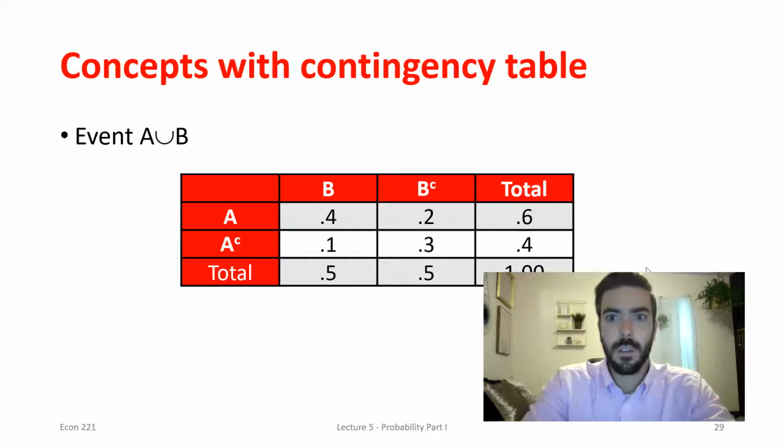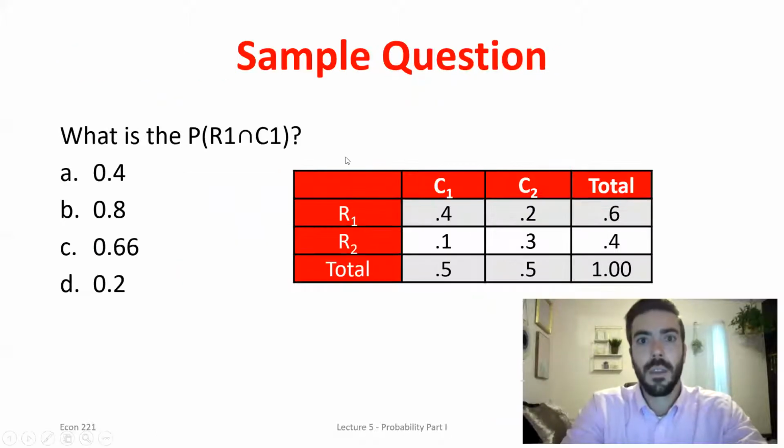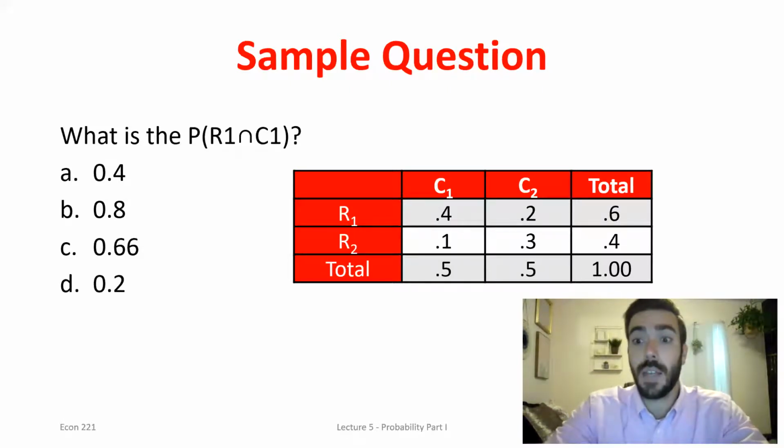Okay, so this is still a little bit bigger than I want. So if we go down here, if I had a sample question, and this is a review of the extra video, what if I changed A and B to just R1, C1, R2, C2? It doesn't matter what those row and column headings are. Let's say I want the intersection of R1, C1. Well, what would that be here? All I do is go R1, C1. The probability of the intersection of those is 0.4.